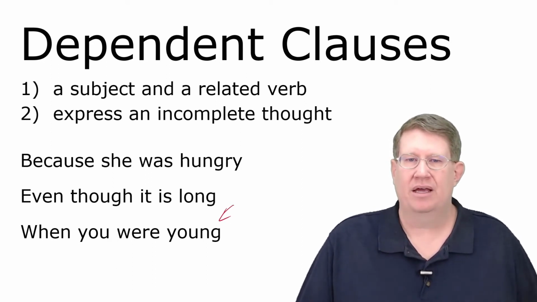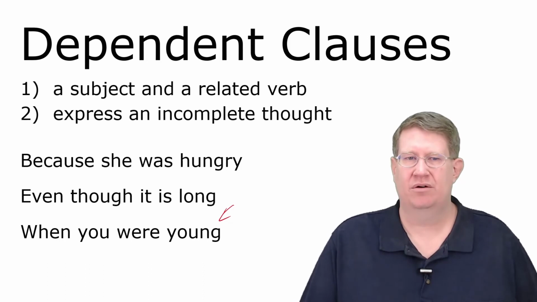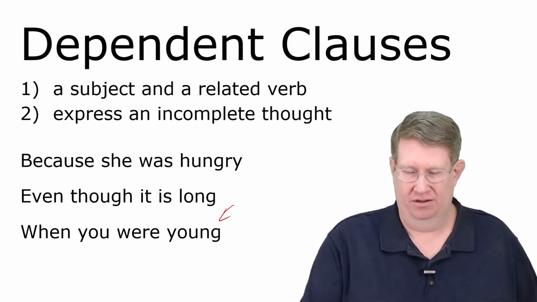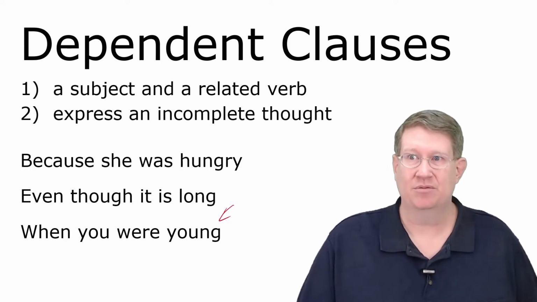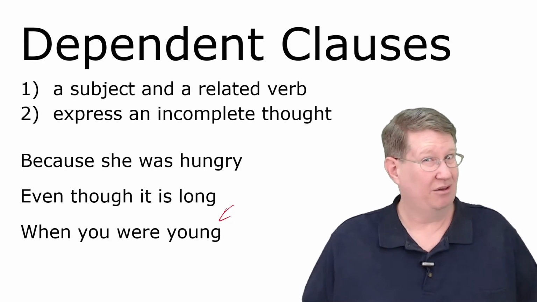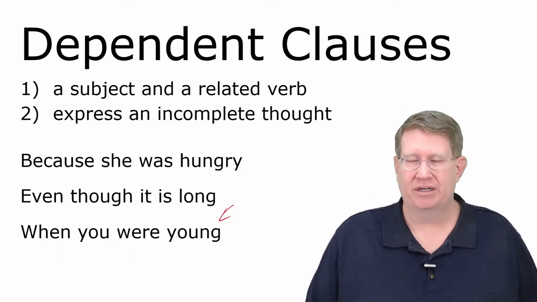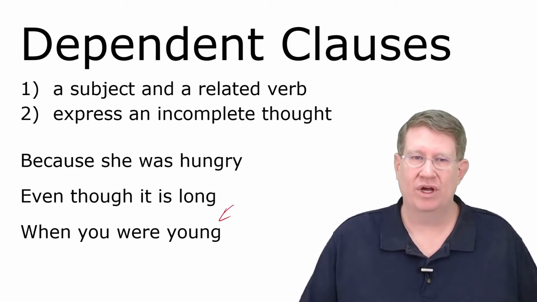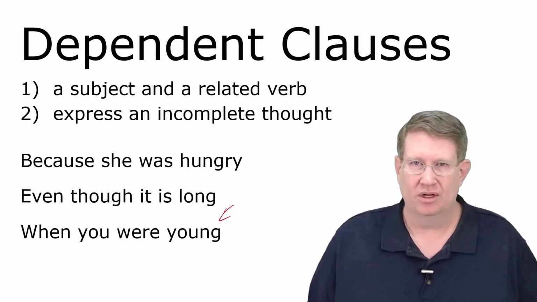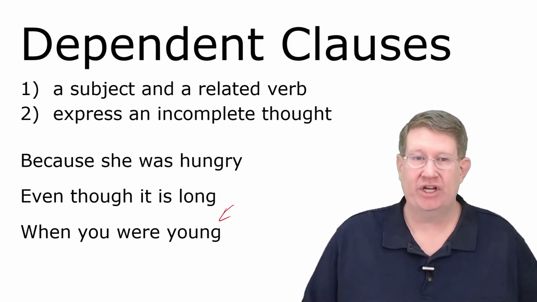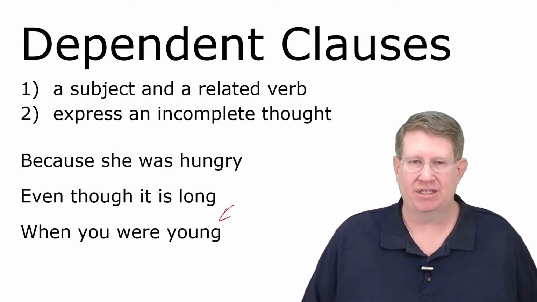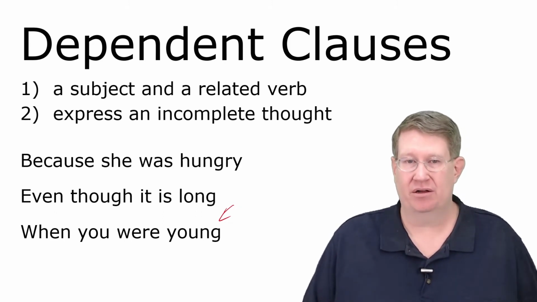If I ask the question, when did you go to school? Or sorry, when did I go to school? When you were young. Well, when you were young seems like a complete thought, doesn't it? So is that an independent clause then? No, it's still dependent because we need the question. Without the question, when did I or you go to school, it's not complete. If I just say when you were young without any support from anything else, it doesn't make sense. So this is still a dependent clause.